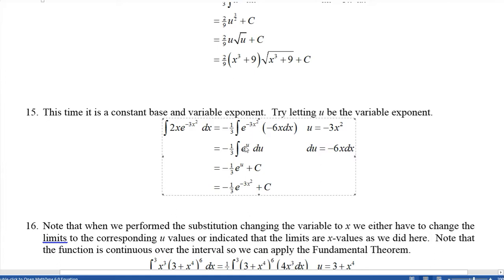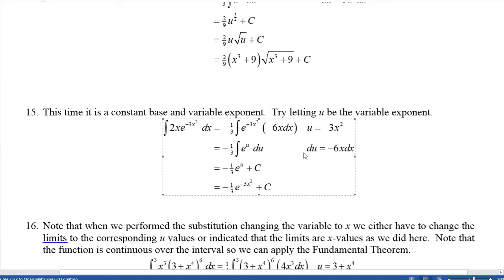All right, so now we have e to this power. The power is u, so this is e to the u. The part in parentheses here, negative 6x dx, is du, and so the original integral is equivalent to negative 1/3 the integral of e to the u du. That's probably the easiest integral of all. The antiderivative of e to the u is e to the u. And so with the negative 1/3 out front, our family of antiderivatives is negative 1/3 e to the u plus c, and u is negative 3x squared, and there we get it.